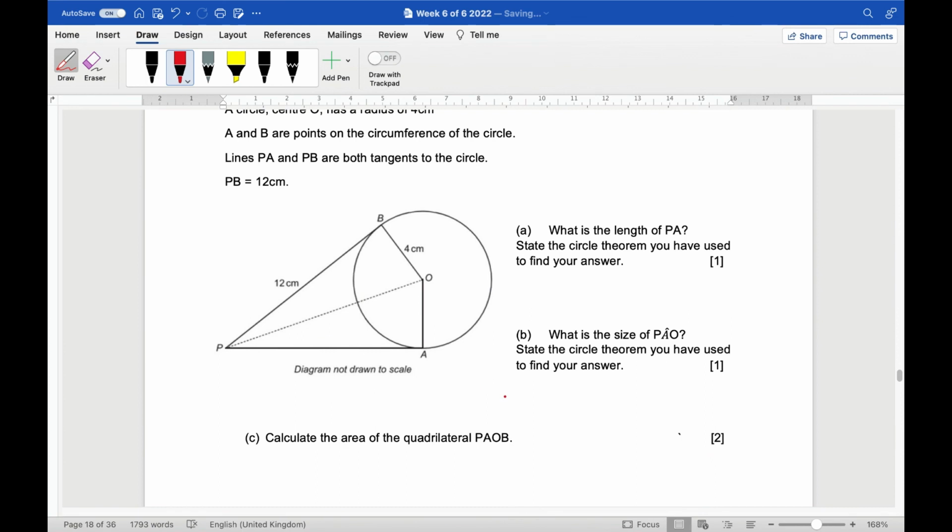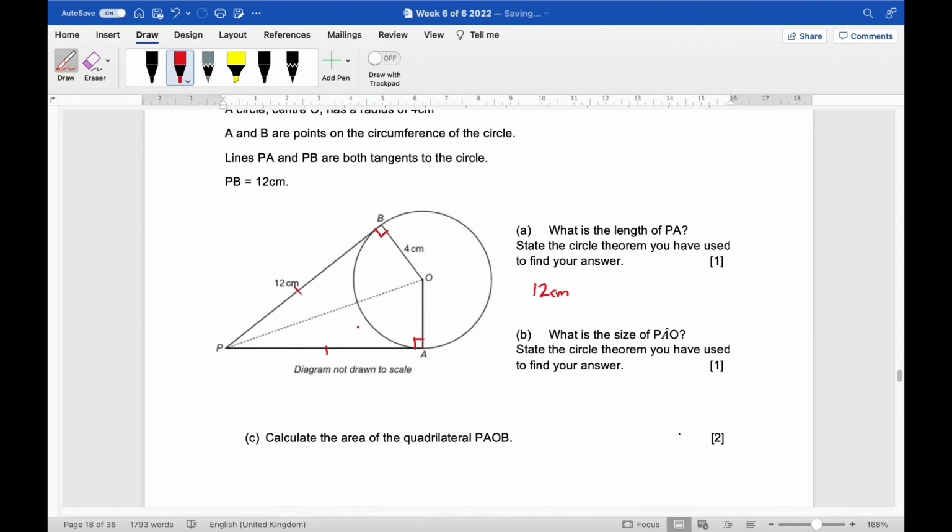Again, the rule here is that this is the same length as that because they're both tangents from the same point, but also where the tangent meets and then joins to the centre, we know that that's a 90-degree angle. So the angle from where the tangent meets the circle joined to the centre is 90 degrees. Question A, what is the length of PA? 12. The reason, like I said, two tangents from the same point are equal in length.